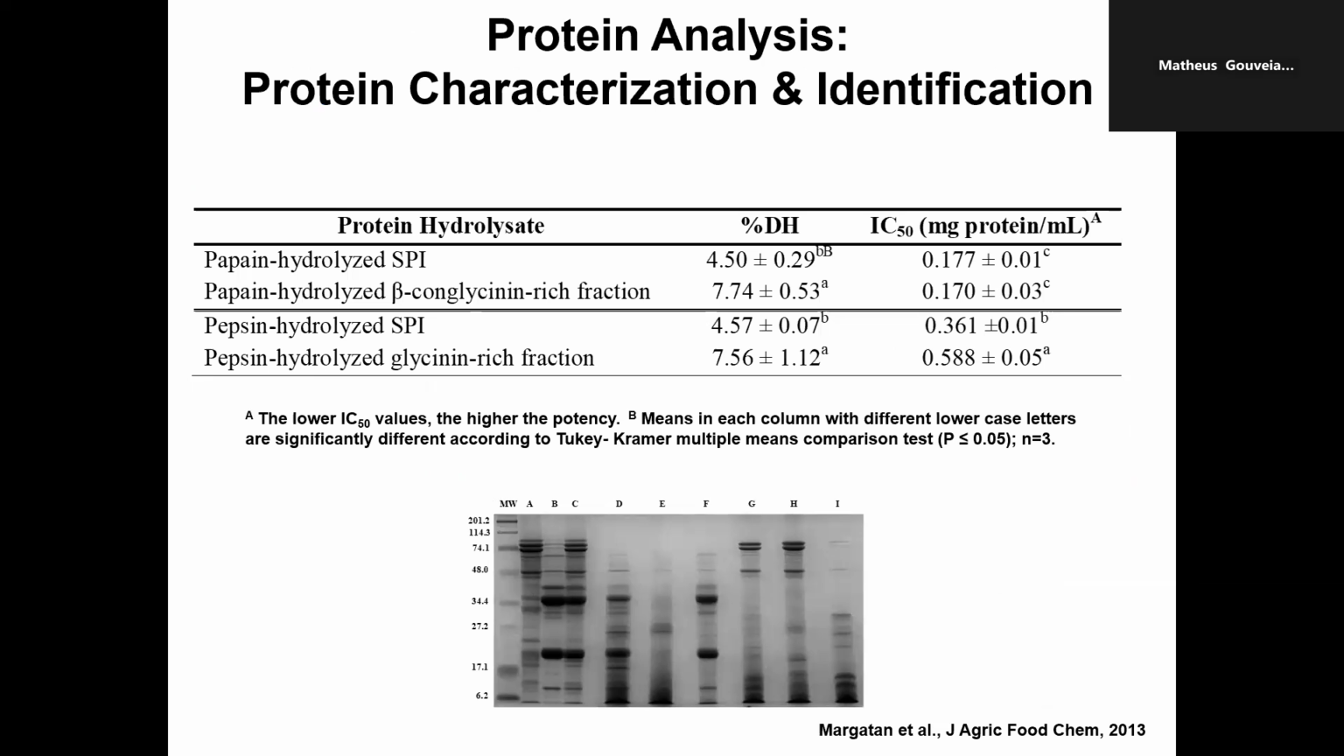So in this research, many years ago, we were looking at generating peptides by hydrolysis from soy protein that have antihypertensive activity. And we used to do the testing using an in vitro assay and calculate IC50.